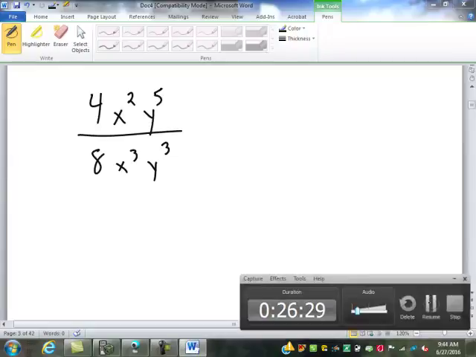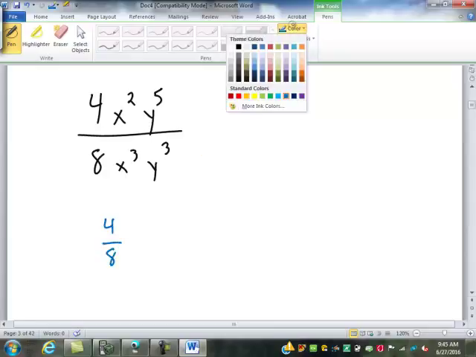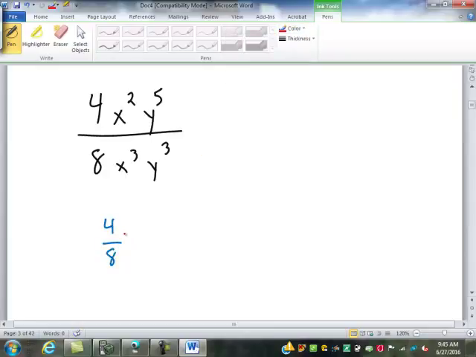Try that one in your notes. So the 4 over 8, what can that be reduced by? Both can be divided by 2. Those will give you 2 over 4, and they can still be divided by 2, give you 1 over 2. So up here, our numbers are 1 over 2.